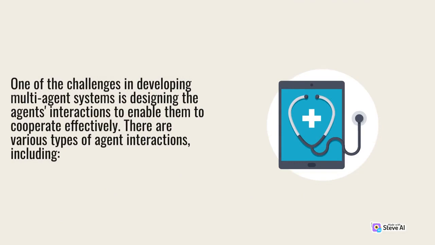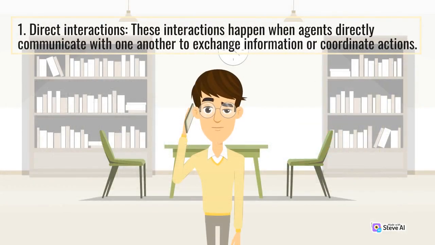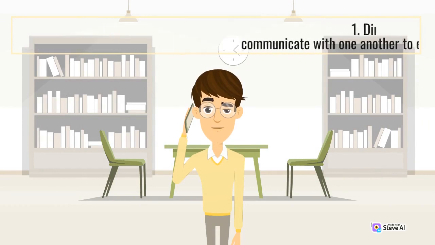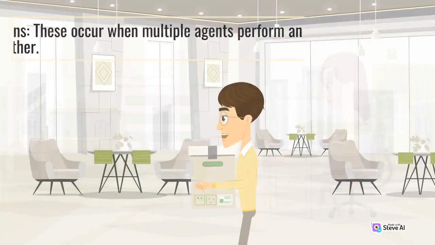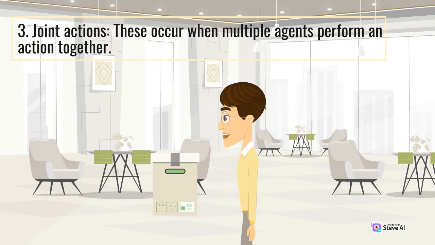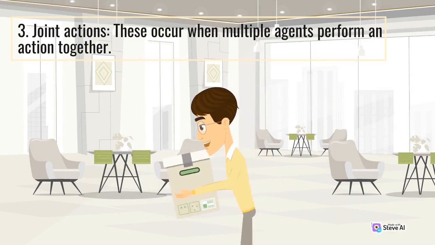There are various types of agent interactions, including 1. Direct interactions. These interactions happen when agents directly communicate with one another to exchange information or coordinate actions. 2. Indirect interactions. These occur when agents indirectly interact through the system's environment. 3. Joint actions. These occur when multiple agents perform an action together.